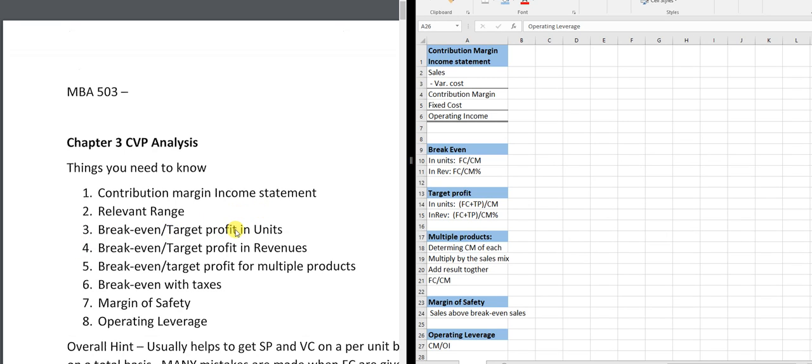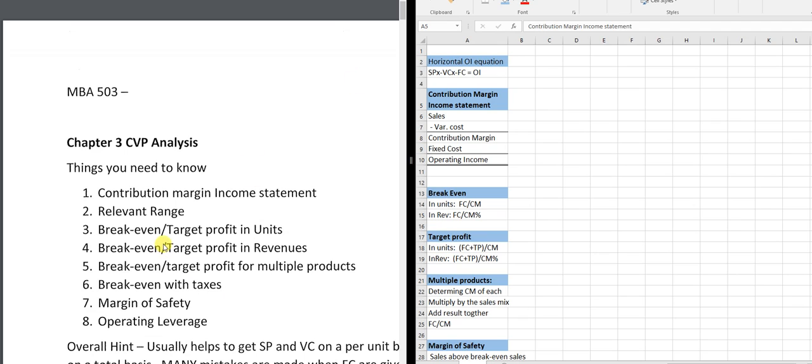Break even and target profit in units. Most of the problems can be solved by this: selling price times X minus variable cost times X, the number of units. So selling price times the number of units is our sales, variable cost times the number of units is our variable cost, fixed costs are right there, and I get operating income. This equation doesn't subtotal for contribution margin, but this one's horizontal, this one's vertical. Sometimes a problem is easier to solve vertically, and sometimes horizontally. It's just up to you.